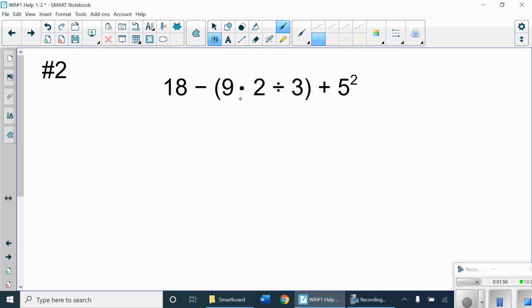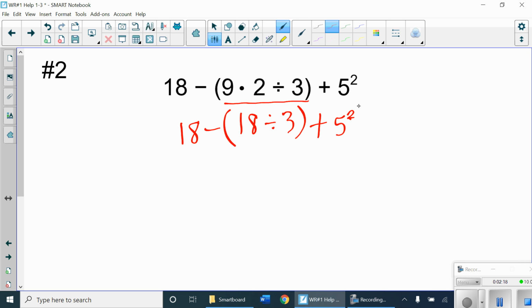We have parentheses here, but inside of these parentheses, we have 2 different operations, multiplication and division. Because multiplication is on the left, we're going to do that one first, is 18. Drop down your divide sign, your 3, and we're going to keep it in parentheses because there's still an operation to do. Drop down your minus sign, drop down your 18, the plus, and the 5 squared. Next, let's do parentheses. 18 divided by 3 is 6. Drop down that minus sign, 18, drop down the plus sign, and the 5 squared.